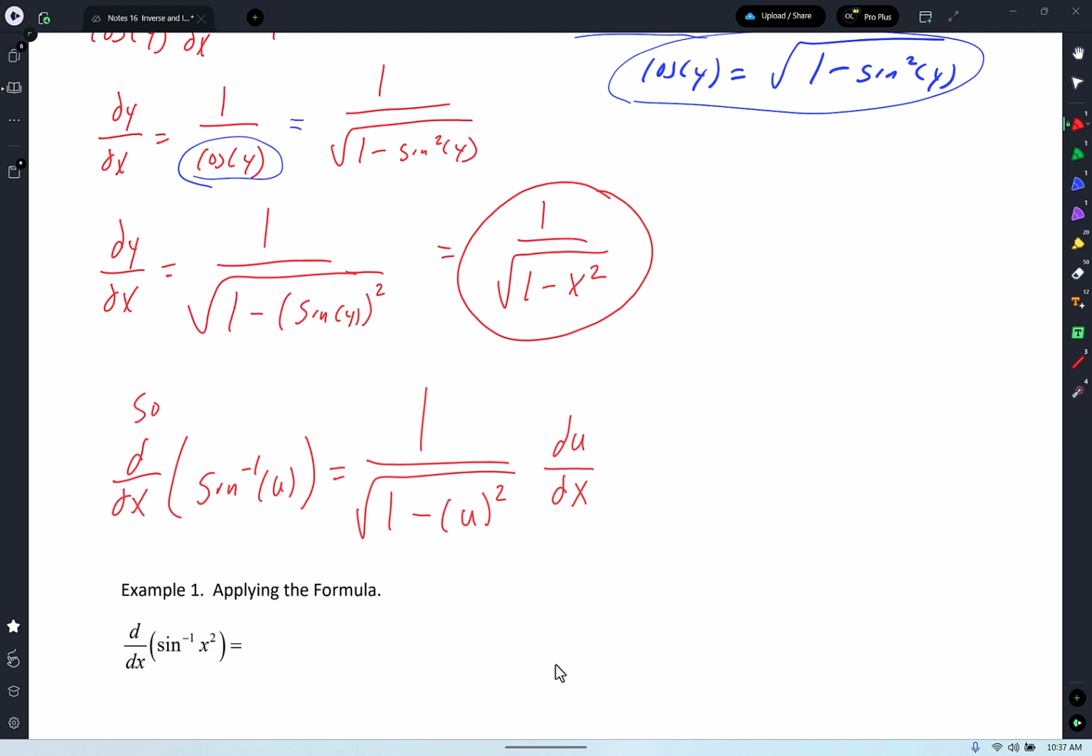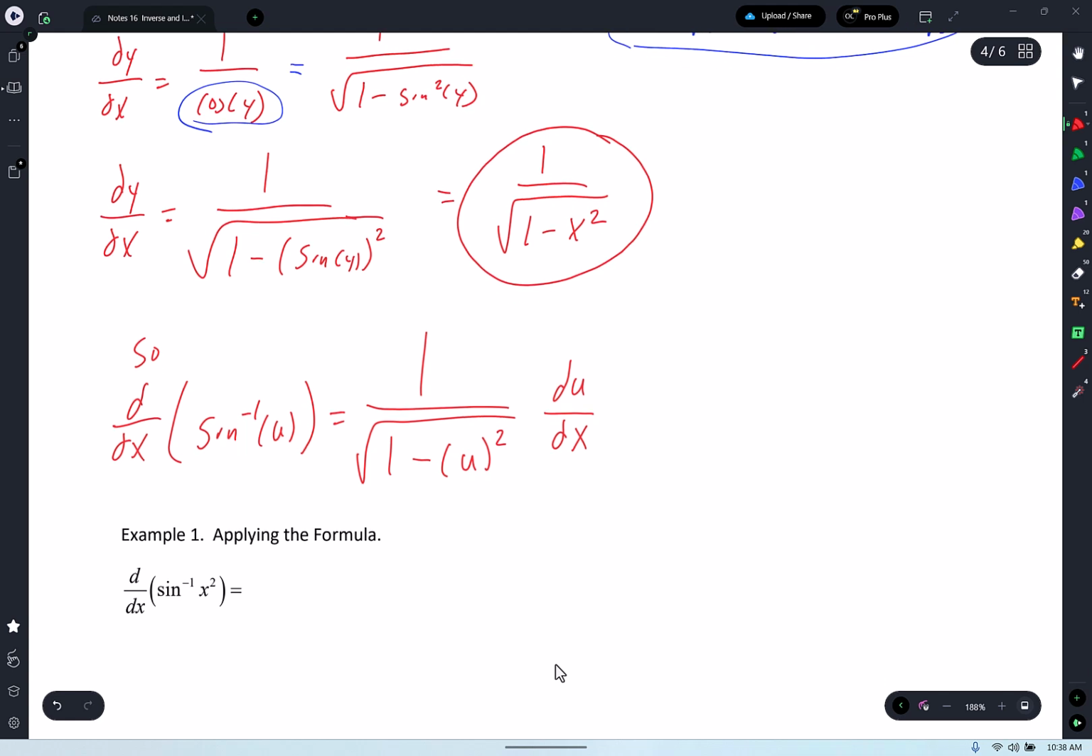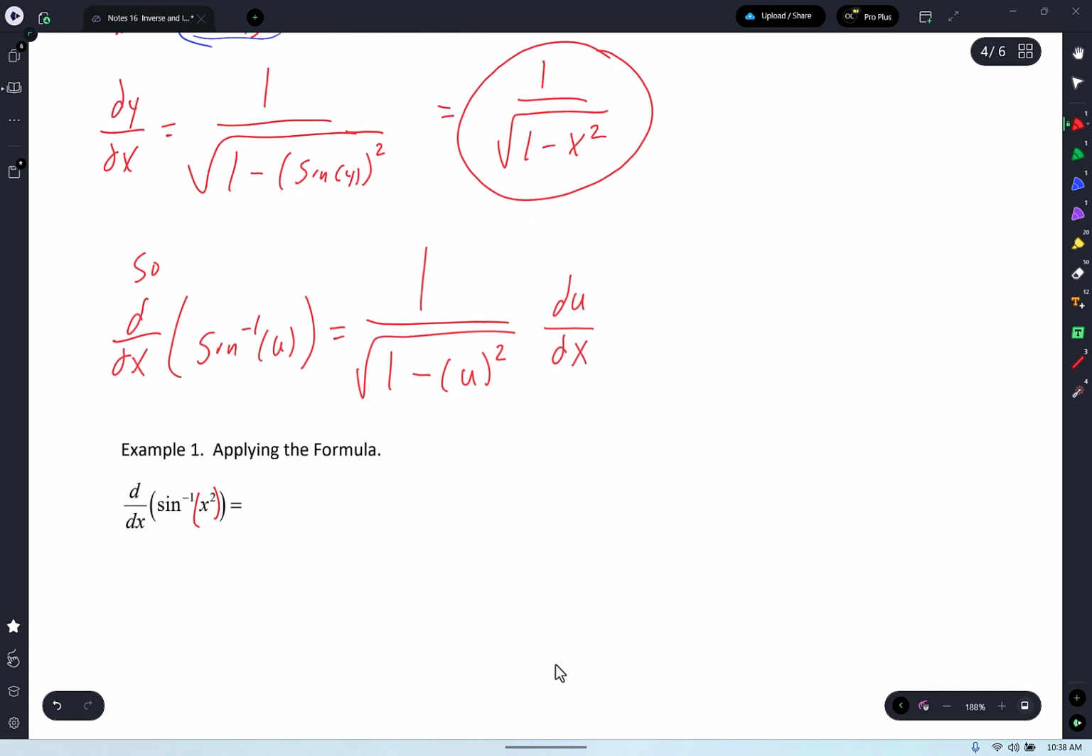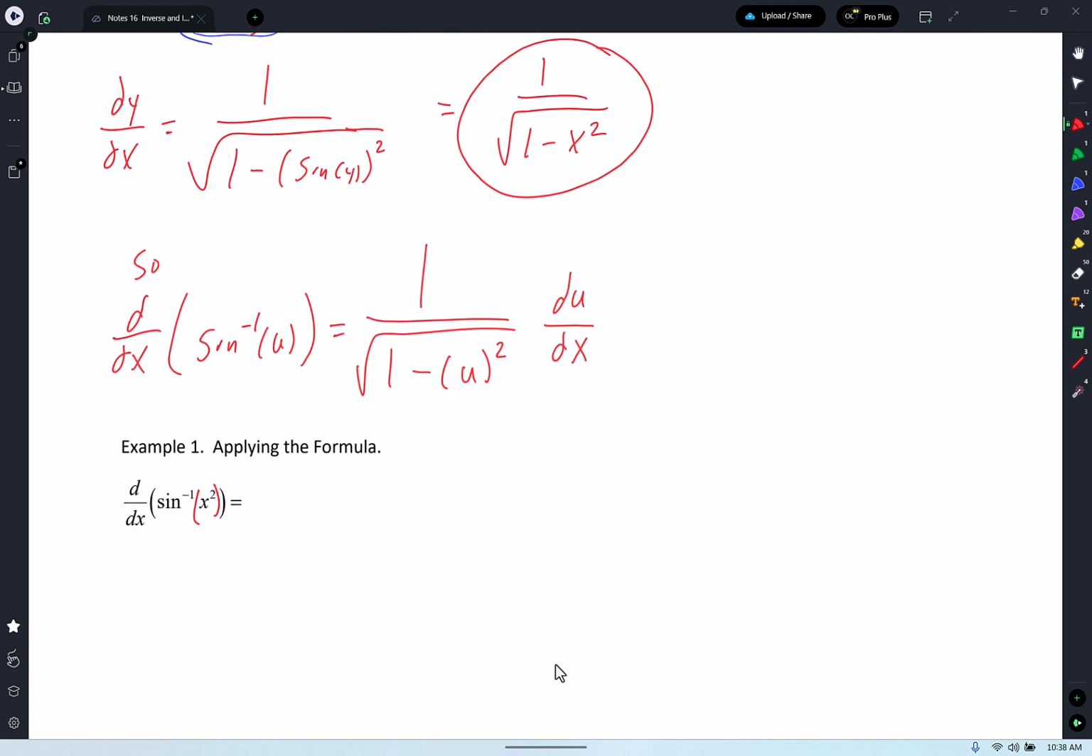Cool or not cool? Yeah, textbooks do a bad job of putting parentheses. There it is. That's my argument of arc sine. So all we're doing is practicing using the formula. That's all we're doing. So what is my u?